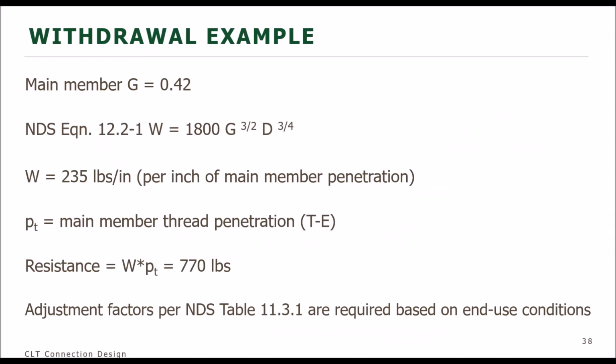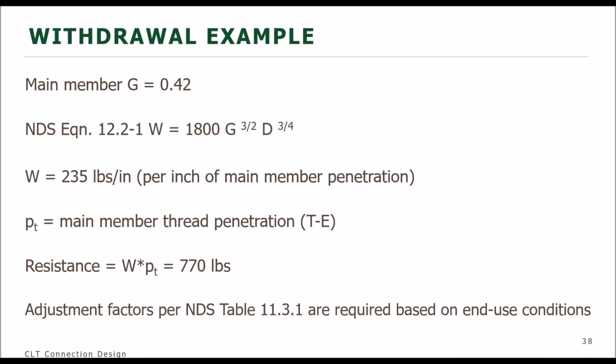Our NDS equation that we use is 12.2-1 to calculate the W value, and that's just based on the specific gravity of the main member and the diameter of the fastener. We had a 3/8 inch diameter fastener, and our main member specific gravity for spruce pine fir is 0.42. So we just do a plug and chug, and we get W equals 235 pounds per inch. Remember, that's per inch of main member thread penetration. So that's that piece of the T value that you see defined here.